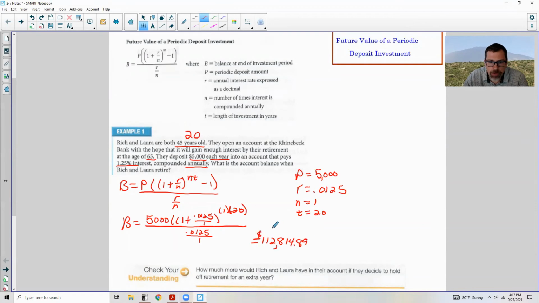Okay, so that $5,000 they invest every year. Over 20 years, they will have invested 5 times 20 or $100,000. They will only have made $12,814 in interest, adding $5,000 every year. So $112,814.89 will be their balance at the end of 20 years.